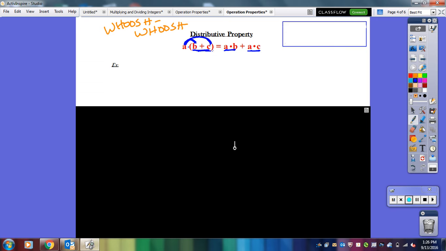Here's another example with some numbers of the distributive property. I could do 3 times 4 plus 5, or I can do 3 times 4, whoosh, and 3 times 5, whoosh. Now it's true, and I'll show you that it's true, because let's do it. What is 4 plus 5? 9. And what is 3 times 9? 27. Let's do this side. 3 times 4? 12. 3 times 5? 15. And of course 12 plus 15 is 27. You guys use the distributive property quite a bit when you do long multiplication problems.